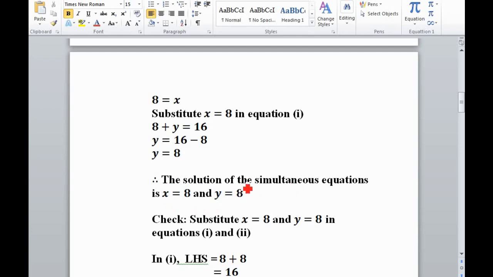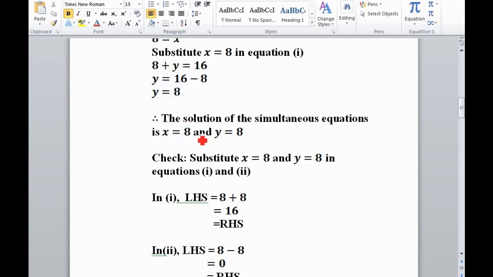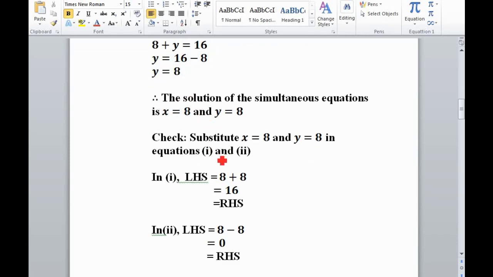Now, it is good practice to check your solution by substituting the values of the unknowns which you have found into the original equations. Now, we have two different values for variables x and y. So here we have variable x equals 8 and variable y equals 8. If you substitute these two values of x and y in equation 1 and equation 2, then these two values of the variables x and y satisfy these two equations.